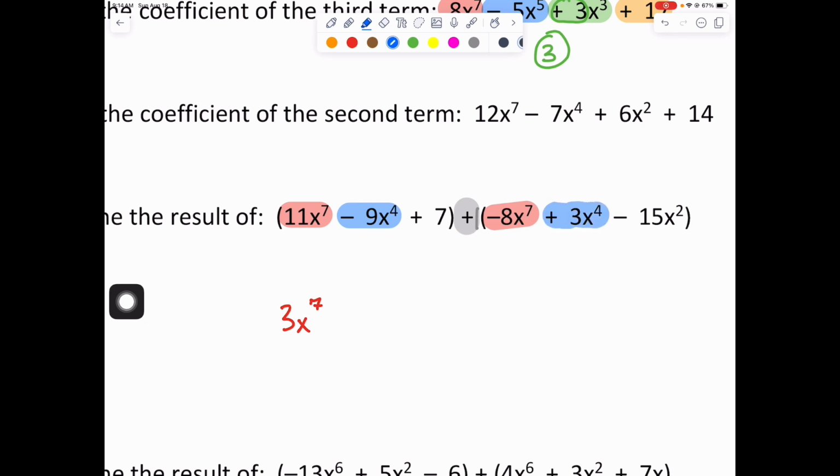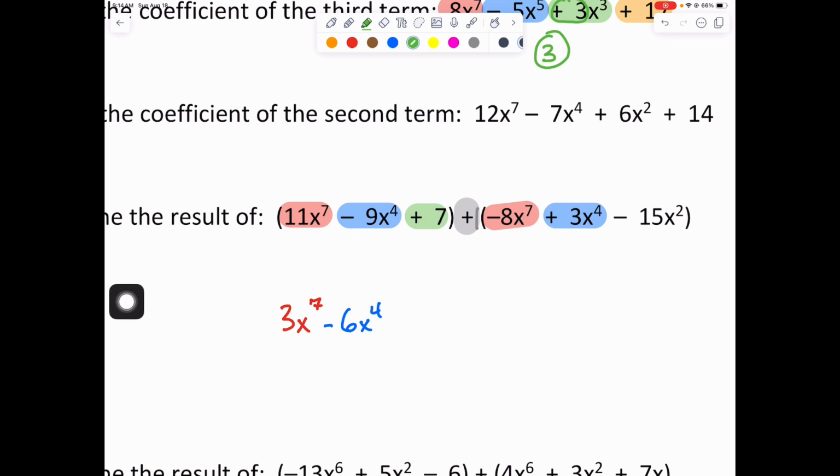The plus 3x to the 4th. We'll go ahead and just combine that now. If you'd like to align below, you can, but you don't have to. Negative 9x to the 4th plus 3x to the 4th gives us, wonderful job, negative 6x to the 4th. I'm going to highlight our third term, which is a 7. Can that be combined with anything? No, it cannot, because we have the negative 15x squared.